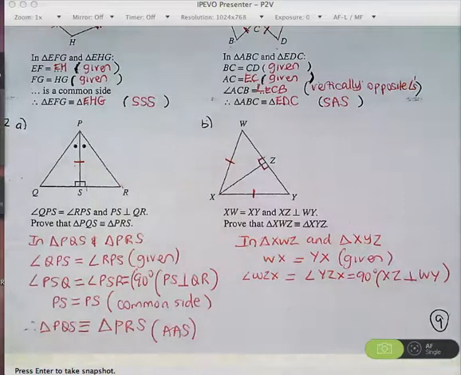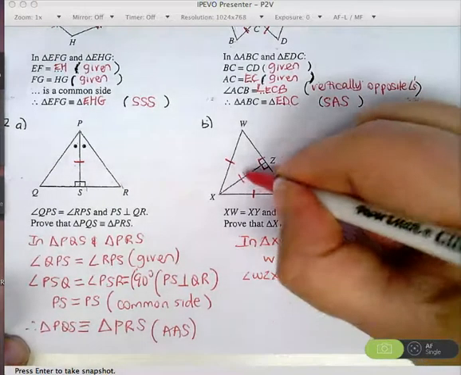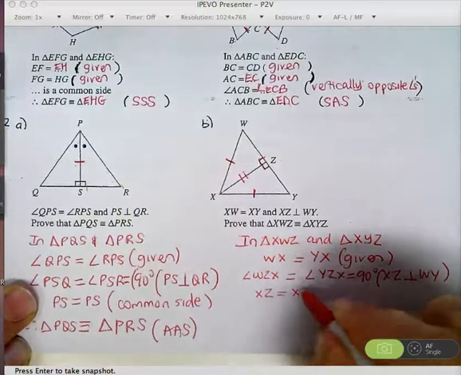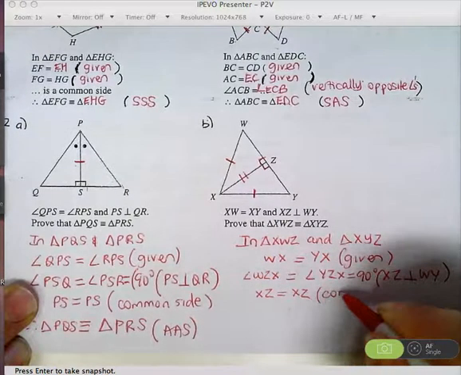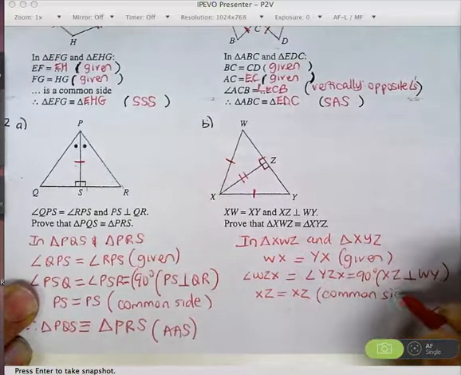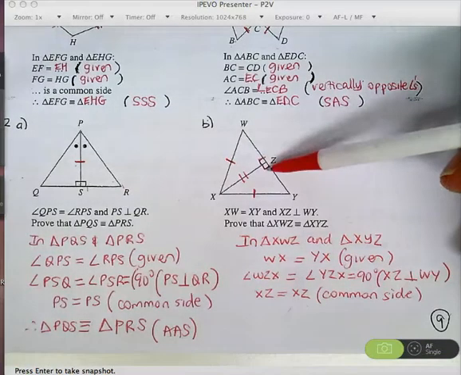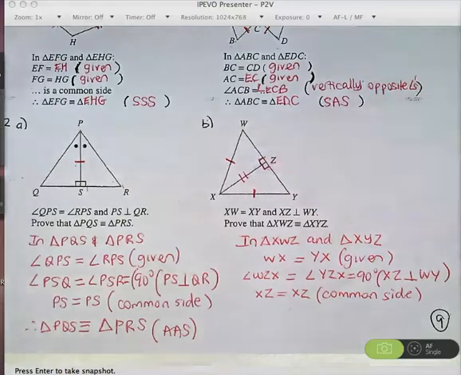Now we still need one more piece of information, and what we have here is a common side. So I'm going to put a double dash on that side. We can say that XZ equals XZ, or you can just say XZ is a common side. And I've got that XZ equals XZ, common side. So let's look at what we've marked out. We do have right angles. We do have the hypotenuse and another side.